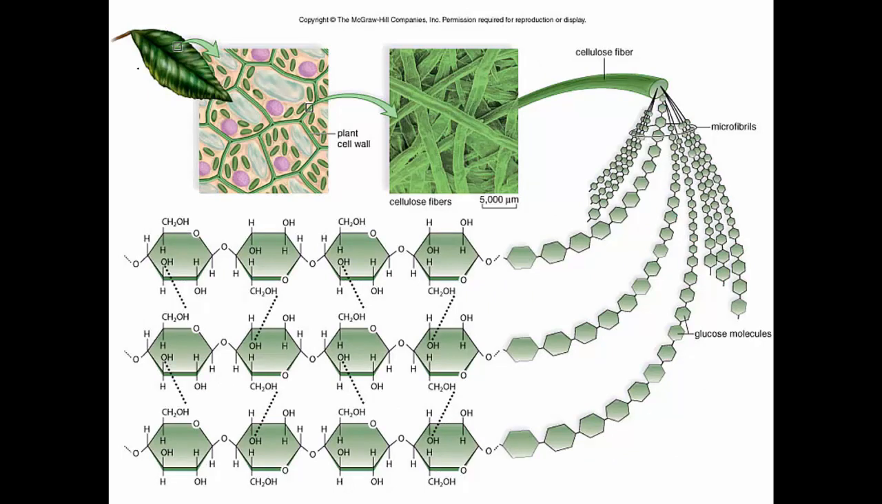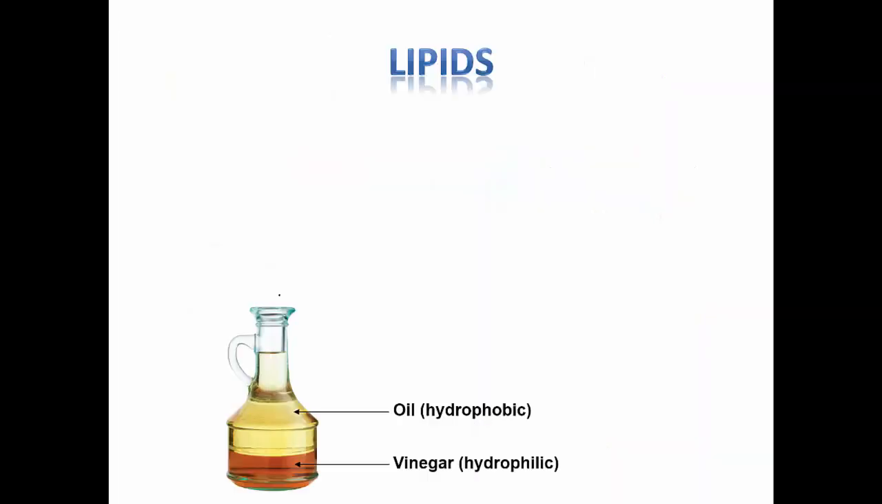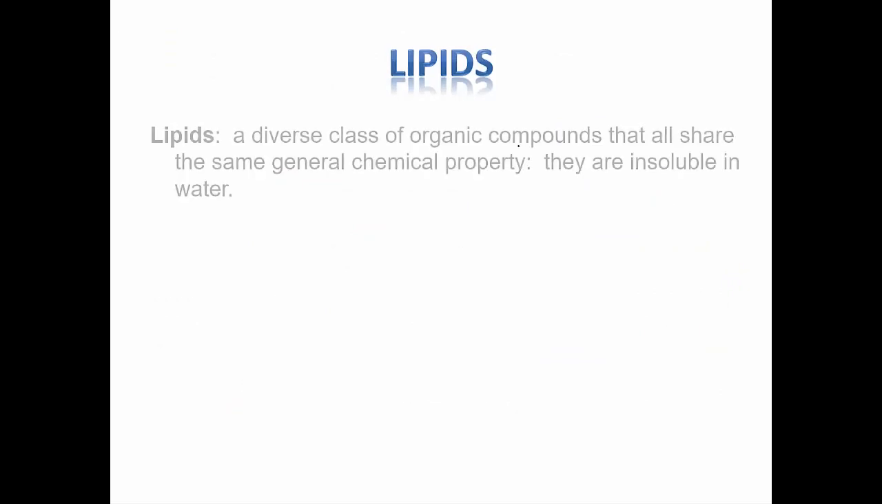Here's another picture of that. A little more complicated, but you can see the dotted lines forming the hydrogen bonds between the hydroxyl groups in the different chains of glucose. Okay, I'm going to pause for a minute, and we're going to come back and talk about lipids.